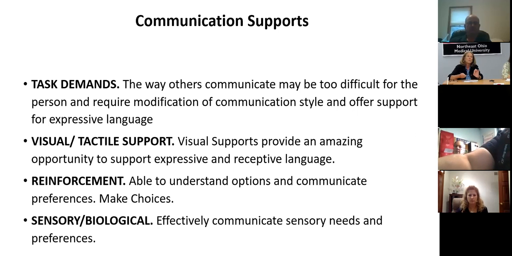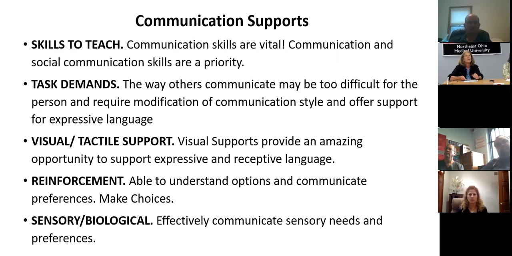The way that we communicate to others could require a great deal of modification, or even simple modification, in order for them to both understand and express. So communication itself can become a task demand. And then finally, when we are at that level of skills to teach, we should always, always, always think about what kind of communication a person needs to learn. It usually is a priority with this population, and that does include social communication, not just being able to get needs, wants, and desires, but social communication.